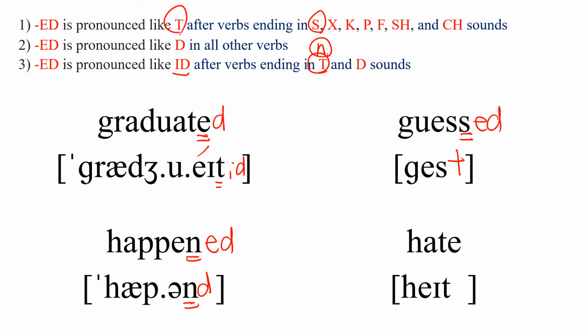The last one, hate. This is a vowel ending, so we just put D here, and this is a T sound, so we put "id" and then read hated.